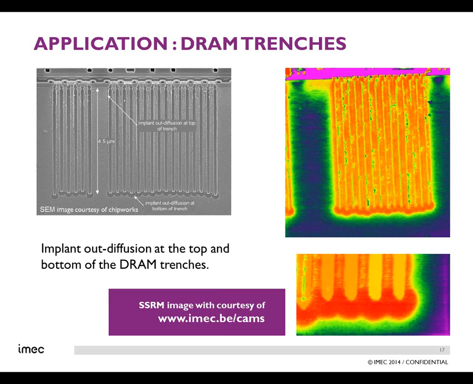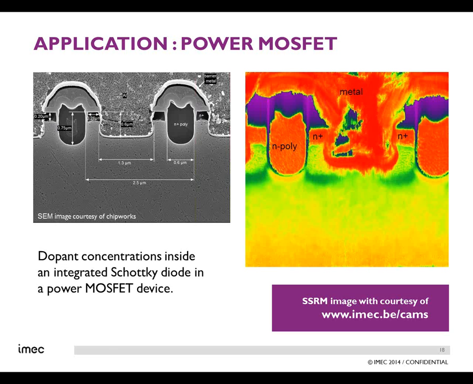From the same source, this is a DRAM. You can see trenches, DRAM trenches, and you can nicely see in the SSRM image the implant out-diffusion at the top and at the bottom of these DRAM trenches. One last example from the same source: here it is a power MOSFET. And here you can see, for instance, the dopant concentration inside an integrated Schottky diode in a power MOSFET device.